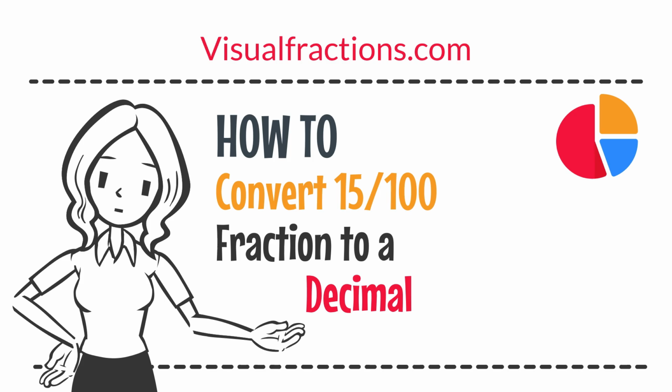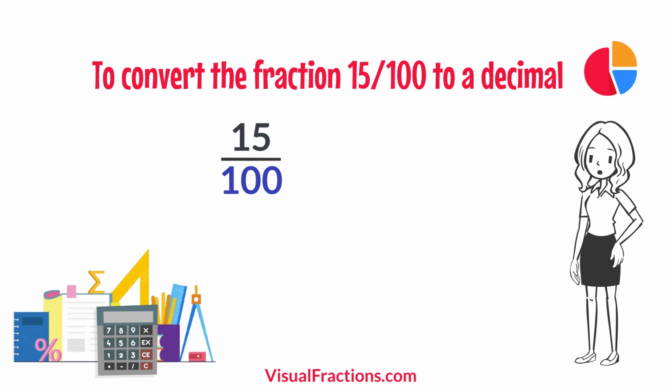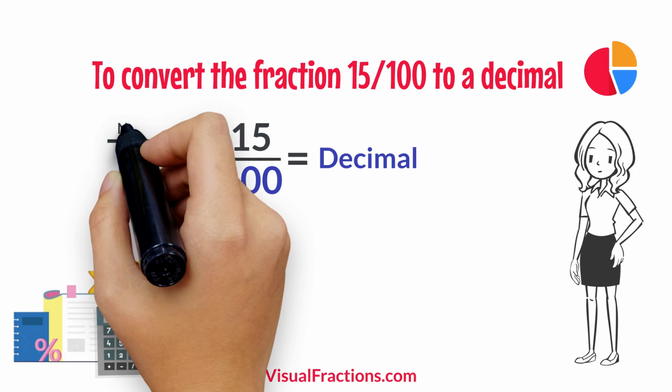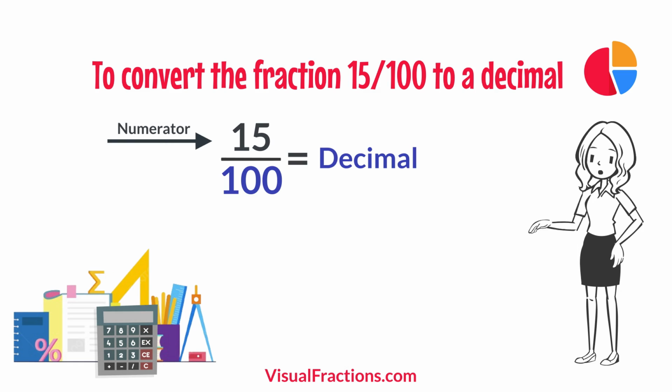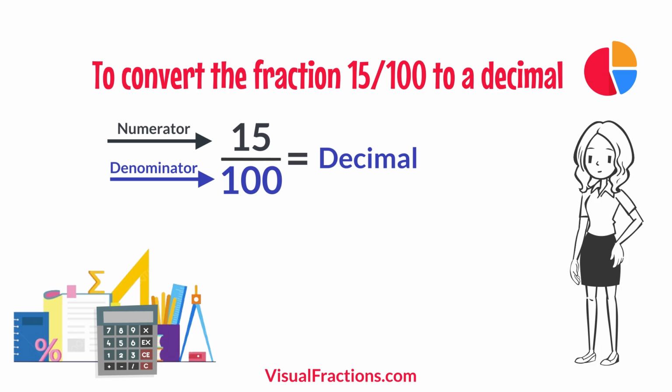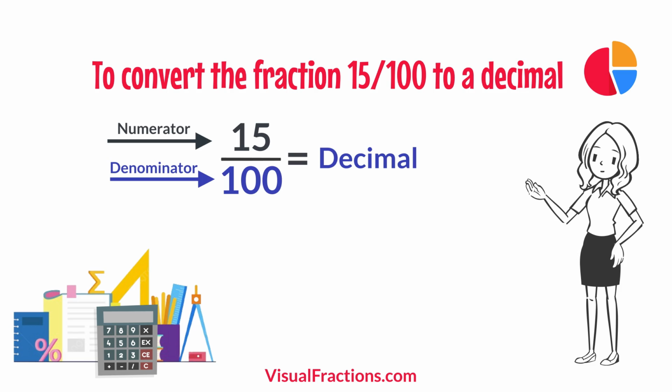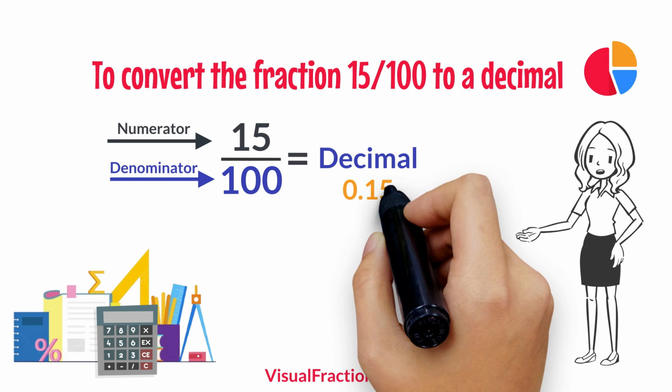Today, we're going to explore how to convert the fraction 15/100ths to a decimal. To convert the fraction 15/100ths to a decimal, all we need to do is divide the numerator, the top number, by the denominator, the bottom number. So, we simply divide 15 by 100. The answer we get is 0.15.